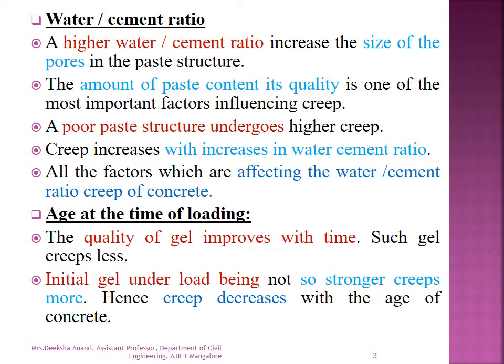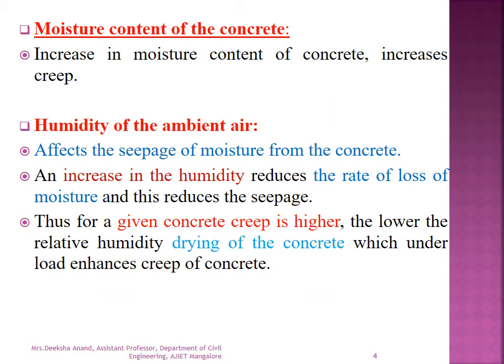Next, type of the cement is also one of the factors which affects the magnitude of the creep. The type of the cement influences the creep in so far as it influences the strength of the concrete at the time of application of the load. Under drying conditions, Portland blast furnace slag cement results in higher creep than the usual type of Portland cement.